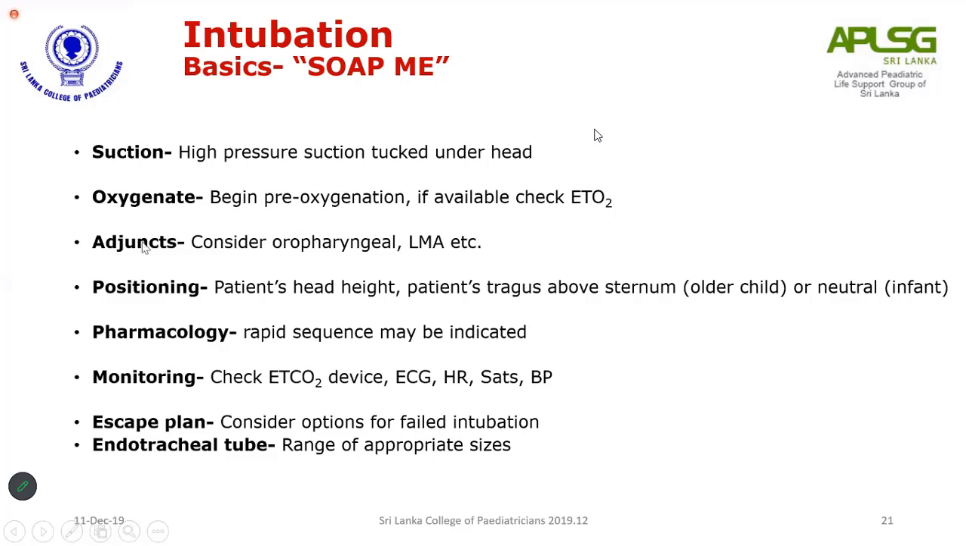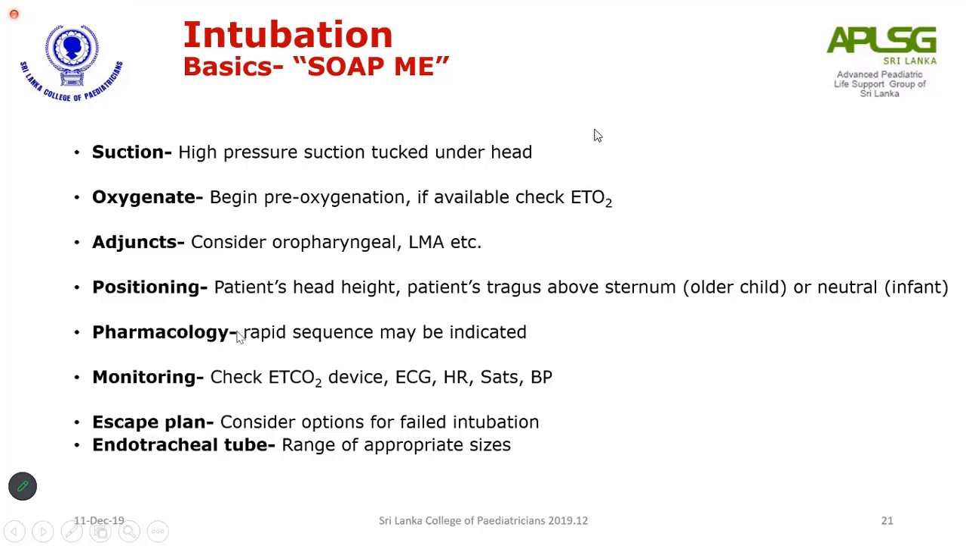A is for airway adjuncts. While you get your equipment ready, you can always consider using an oropharyngeal airway and also keep the laryngeal mask airway at hand because you might fail the intubation. P is for positioning and pharmacology. So positioning of the child according to the child's age. Less than 1 year, it's the neutral position. Above 1 year, it's the sniffing position.